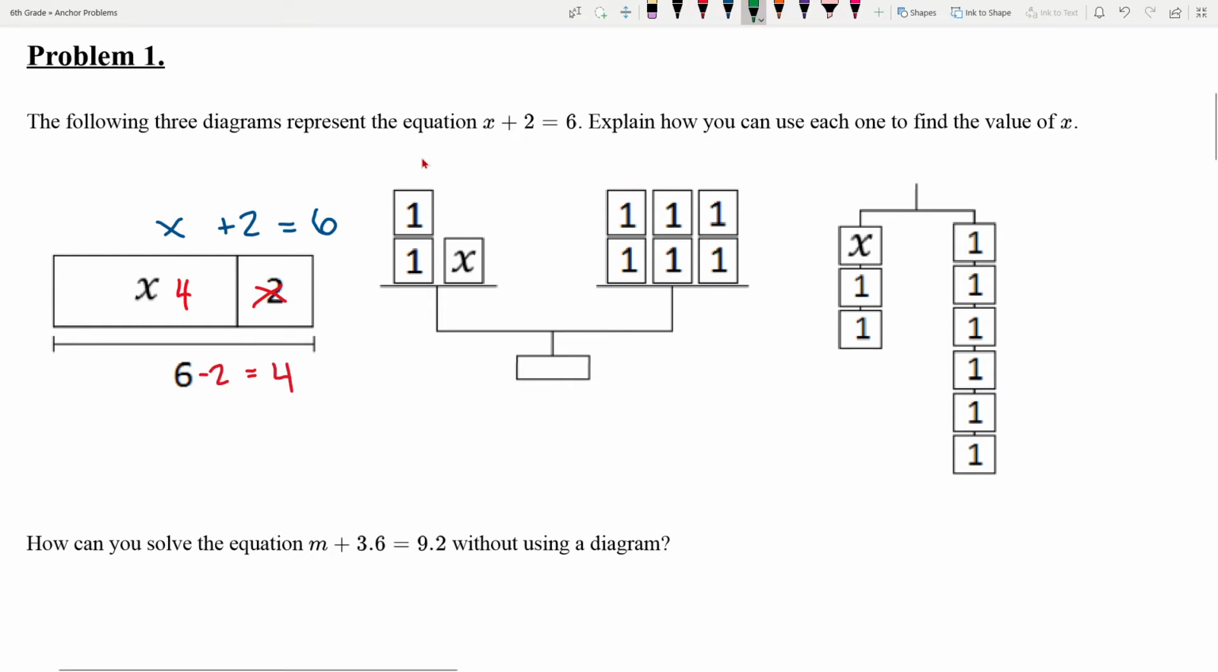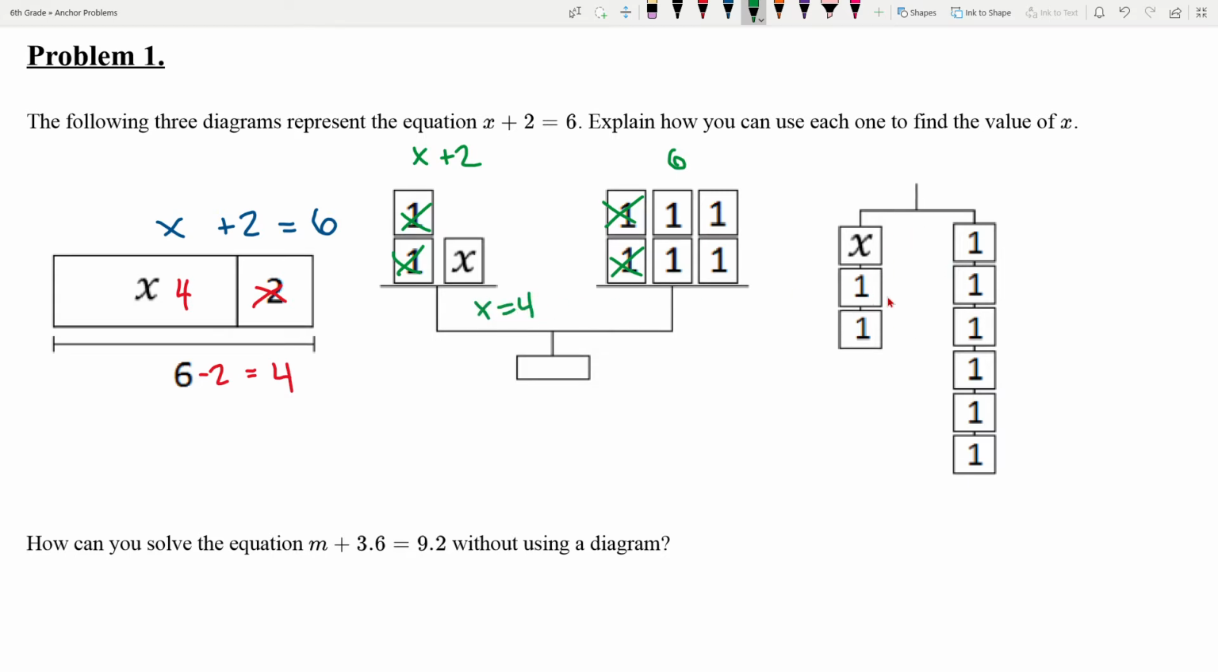Well, on this left side, what I see is an x plus a 2. On the right side, I see this thing equaling 6. So x plus 2 equals 6. Now, this is like a balance scale. So if you take something away from the left side, you have to take something away from the right side. And so now I have just the x equals 4. And so x is equal to 4.